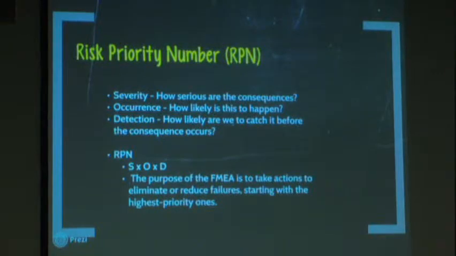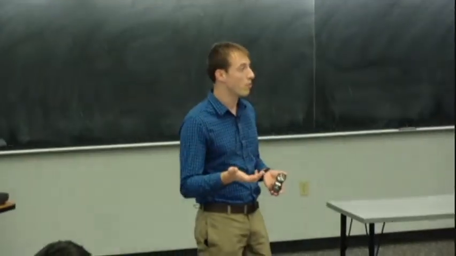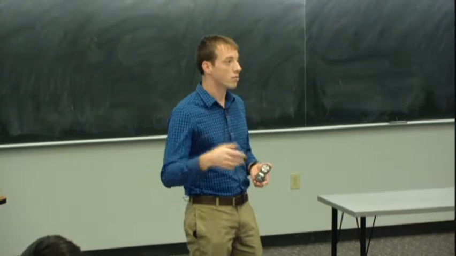And then you'll set some minimum acceptable number, okay? So you'll say, if the product of those 3 numbers is under 100, we're not going to do anything to bring that score down. If it's above 100, it's an unacceptable risk, and we're going to do something to reduce the risk.